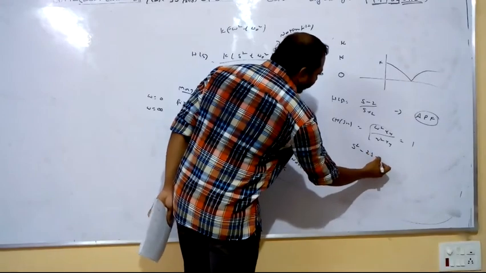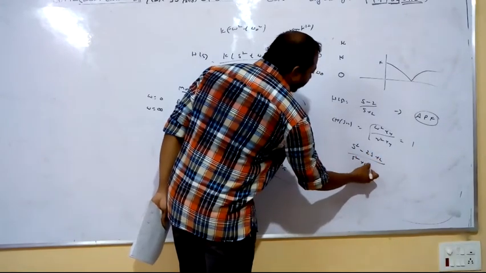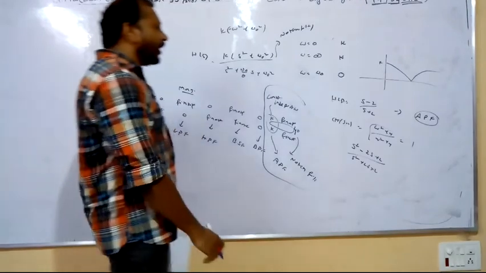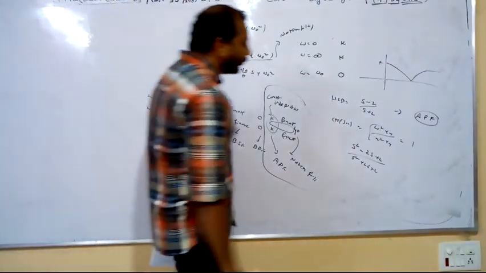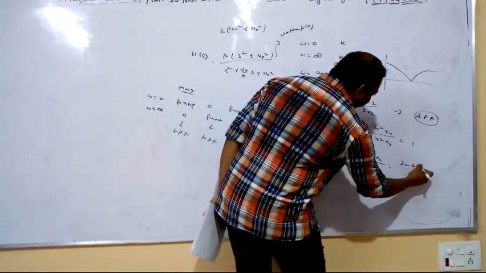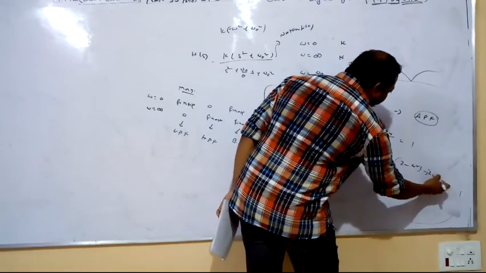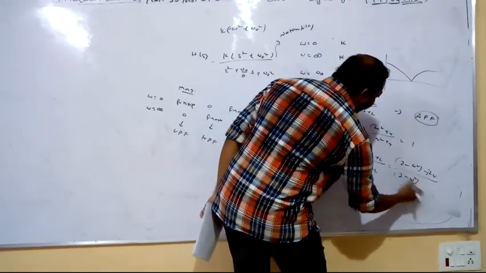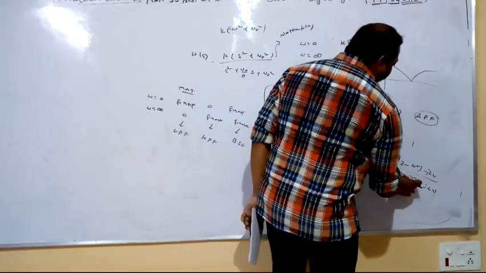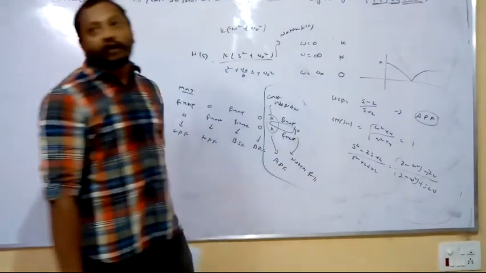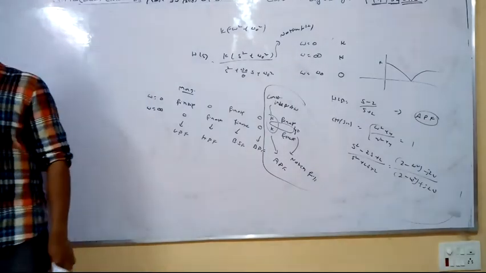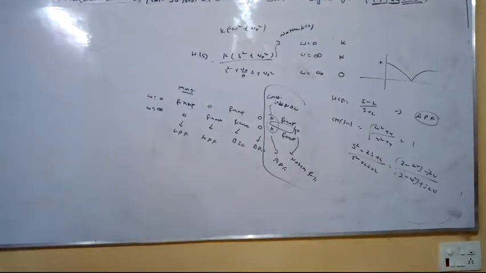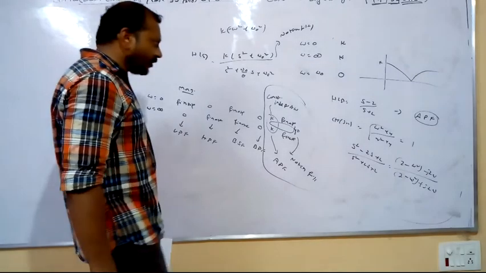One more example: (s square minus 2s plus 2) divided by (s square plus 2s plus 2). By substituting s equal to j omega, what you get is (2 minus omega square minus j2 omega) divided by (2 minus omega square plus j2 omega), which is the conjugate of the numerator. Numerator and denominator are conjugates of each other. Z and Z star have the same magnitude, so this value is always constant.